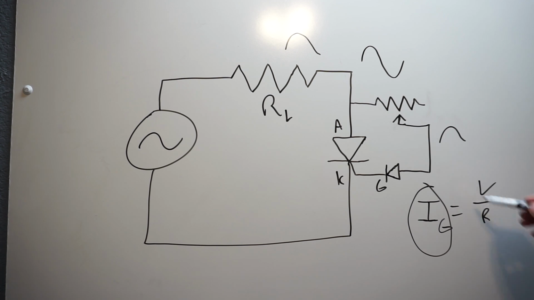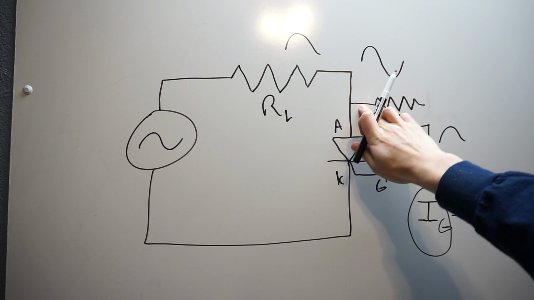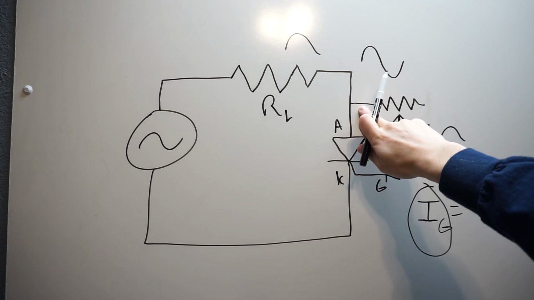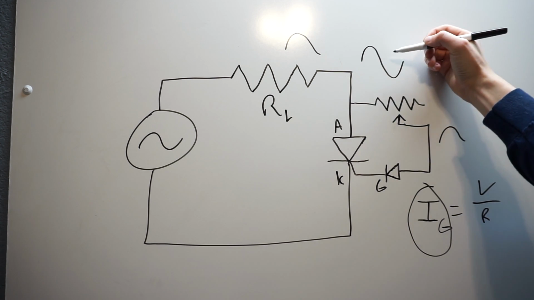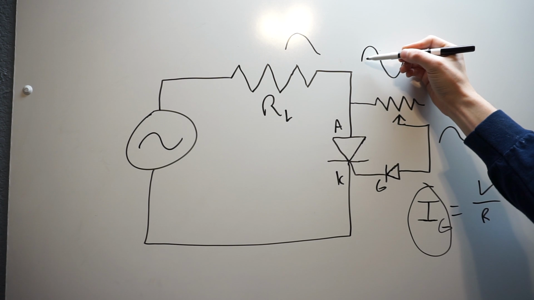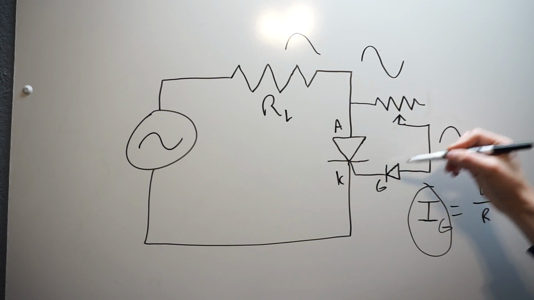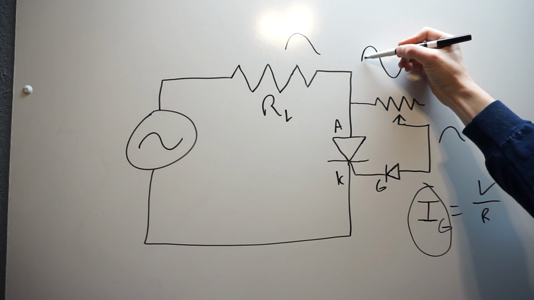It's V over R, so the voltage going through this over the actual resistance. What we can do is let's just say this resistor wasn't here and it was hooked straight up to the AC source. So if we're looking at this wave right here, the IG is actually rather small. It's just a couple tens of milliamps, and that'll be enough to actually latch this thing and turn it on to enable it.